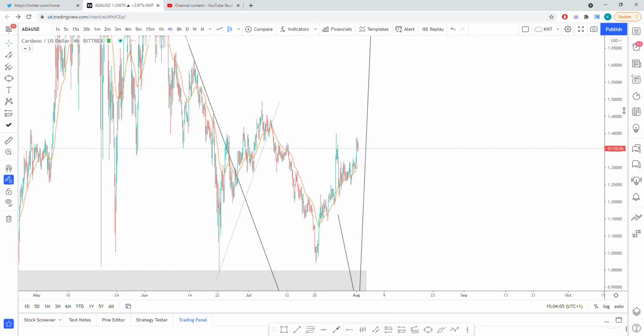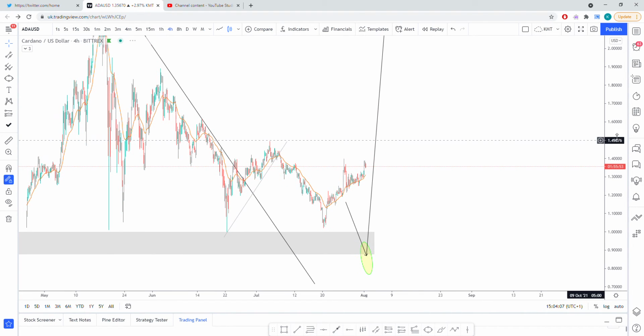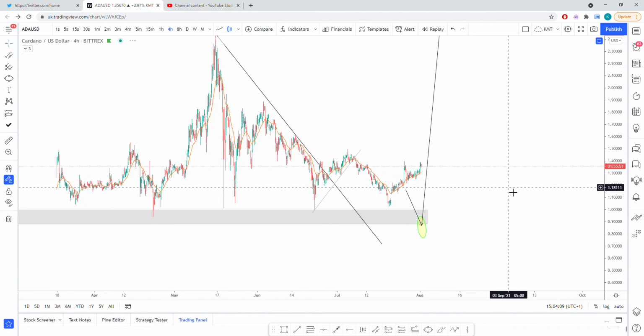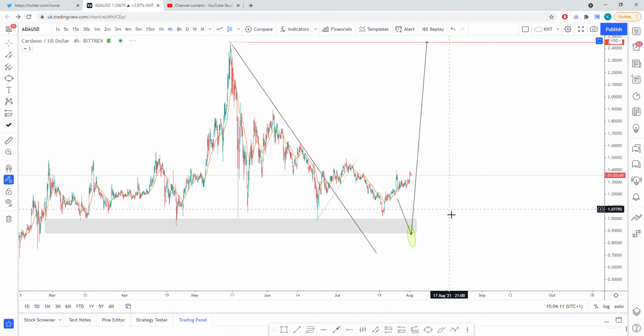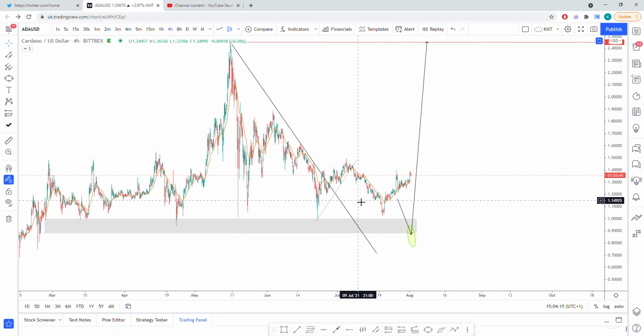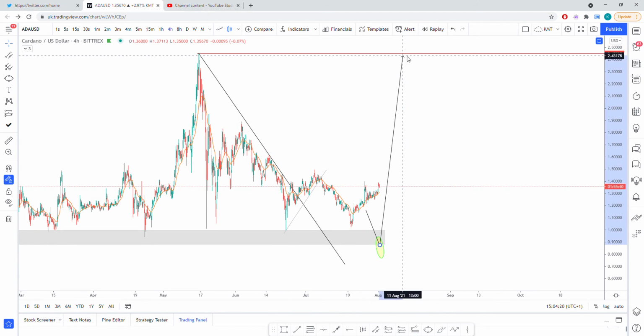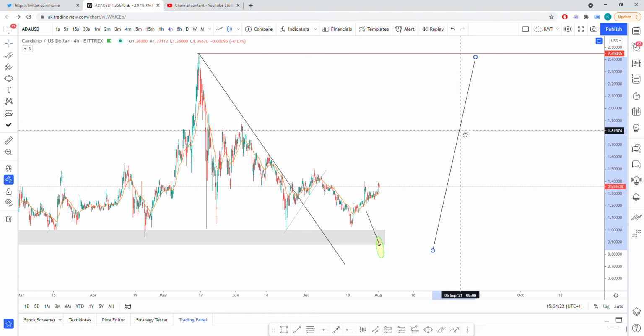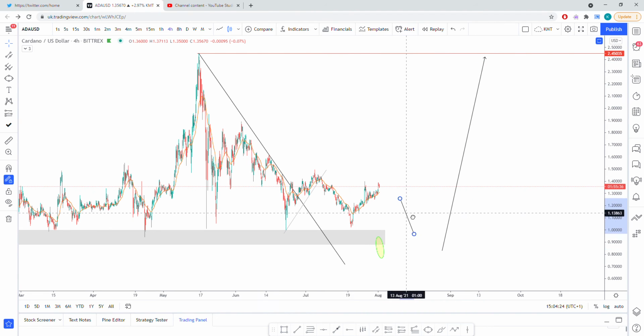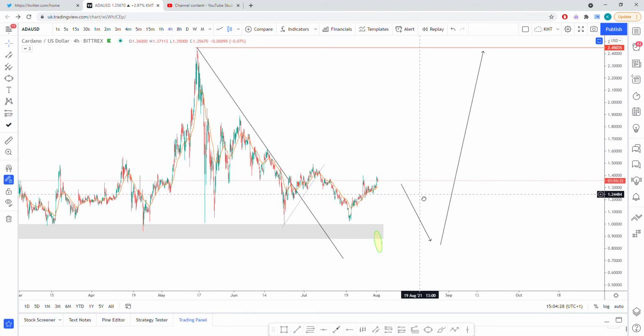So let's take a look into Cardano. Similar story here through last week: again, we were looking for price to continue to sell off. We pretty much had a nice little rebound, and I'm just going to keep that analysis exactly the same. I want to see price drop into the low, potentially into this boxed off region here for now.